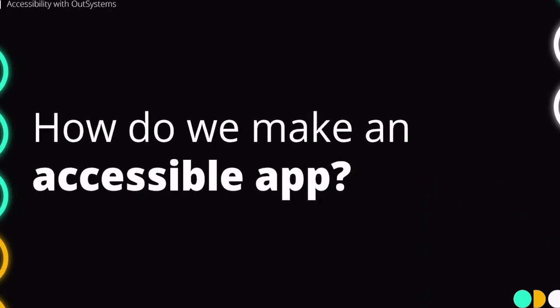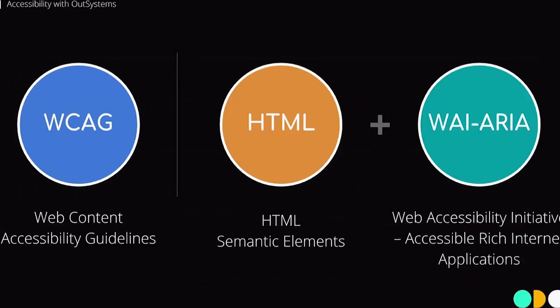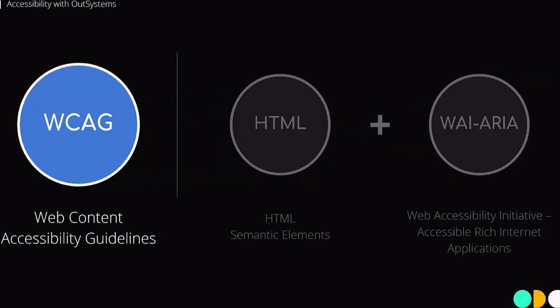So, to make an app accessible, what do we have? We have technologies, some helpers, but we have the WCAG. WCAG is the Web Content Accessibility Guidelines. And on the other side, we have the development techniques: HTML, semantic elements, and ARIA. But let's talk about the WCAG.